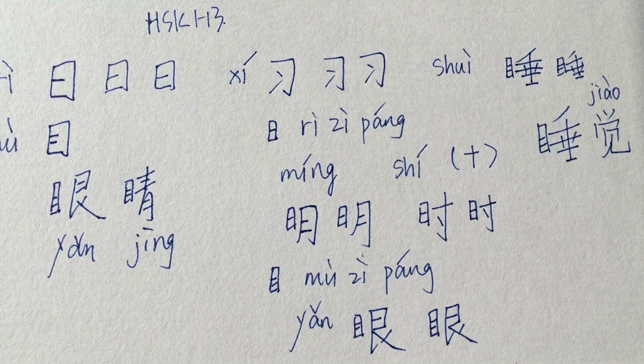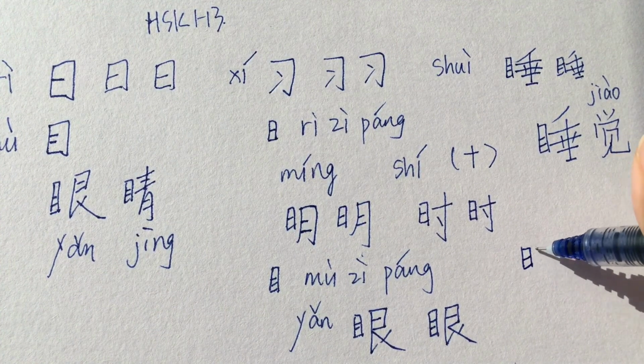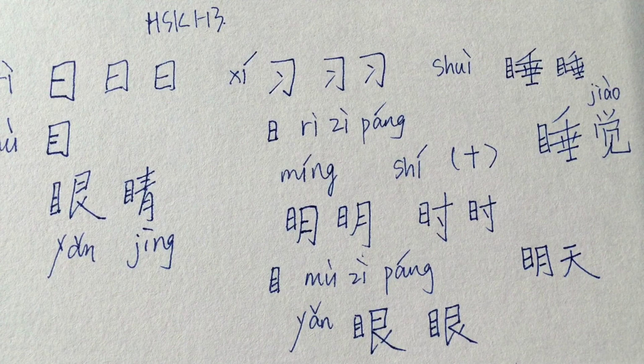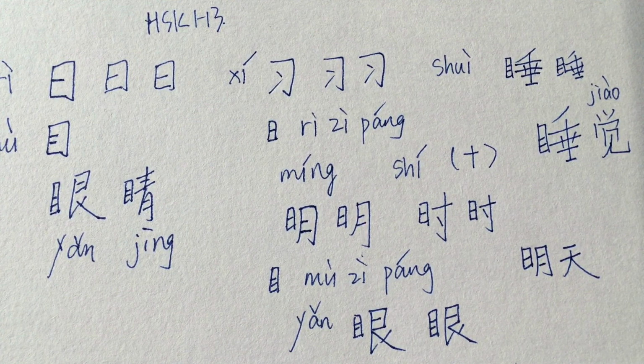Okay, then that is everything for today. Well, by the way, as we learned 明, we also learned 天 from last lesson. So do you remember how to write them now for the word tomorrow? Well, let's write it together here. 明天 tomorrow. 明天 tomorrow.